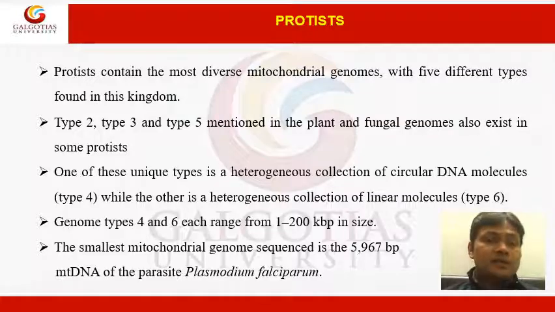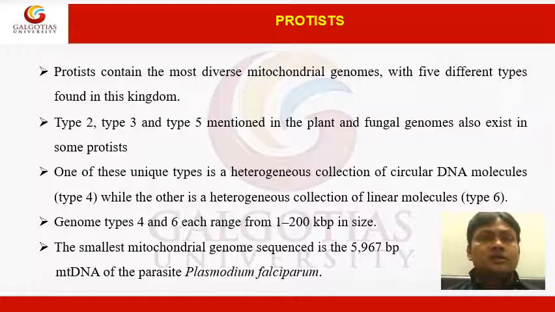Now, mitochondrial DNA in the protist. Protists also contain the most diverse mitochondrial genomes, with 5 different types found in this kingdom. The type 2, type 3 and type 5 mentioned in the plant and fungal genomes also exist in some protists. One of these unique types is a heterogeneous collection of circular DNA molecules and is represented as type 4, while the other is a heterogeneous collection of linear molecules and is known as type 6.